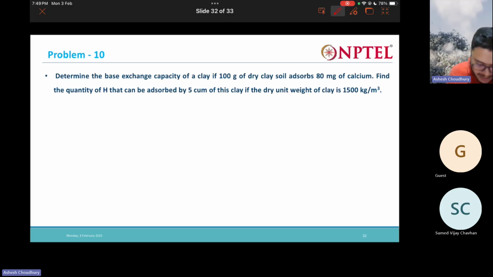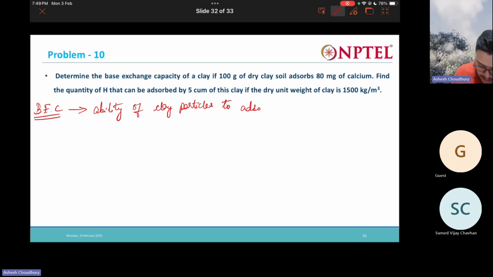Okay, so let me write. Let me first define what is base exchange capacity. Base exchange capacity is the ability of clay particles to adsorb ions on its surface or edge. So this is what base exchange capacity is.